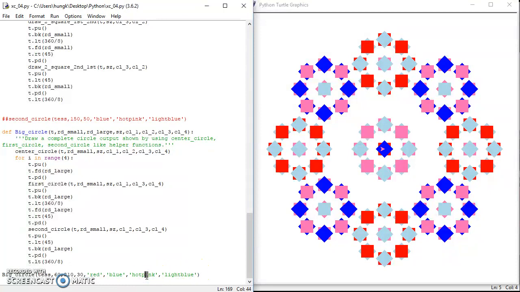I think that's an easy way to remember. So we'll try to run the code and see how it works.